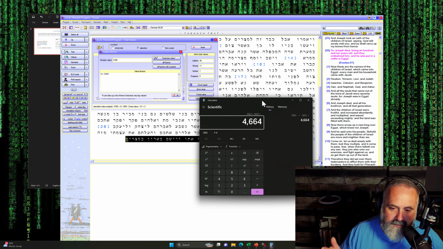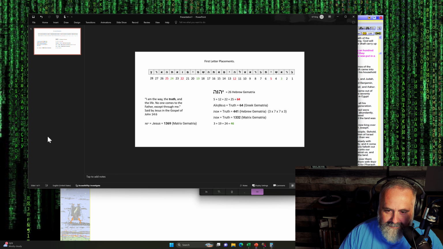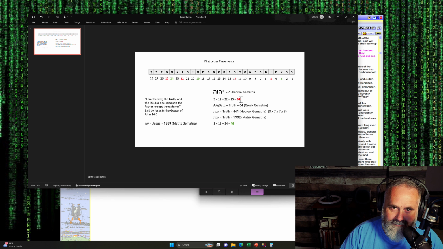We get 4664. The exact same numbers that we're seeing with the first letter placement of truth in Hebrew and Yahweh. 64 and 46. What are the chances? Okay.